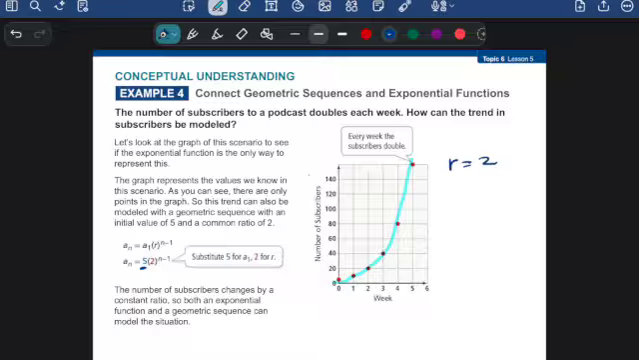Let's double check to make sure this is right. The first week, we know we had 5 subscribers. So that means n is 1. If n is 1, what's 1 minus 1? It would be 0. So then we would have 5 times 2 to the 0. 2 to the 0 is 1. So then that would just be 5. Does that make sense? When n equals 1, during the first week we had 5 subscribers.